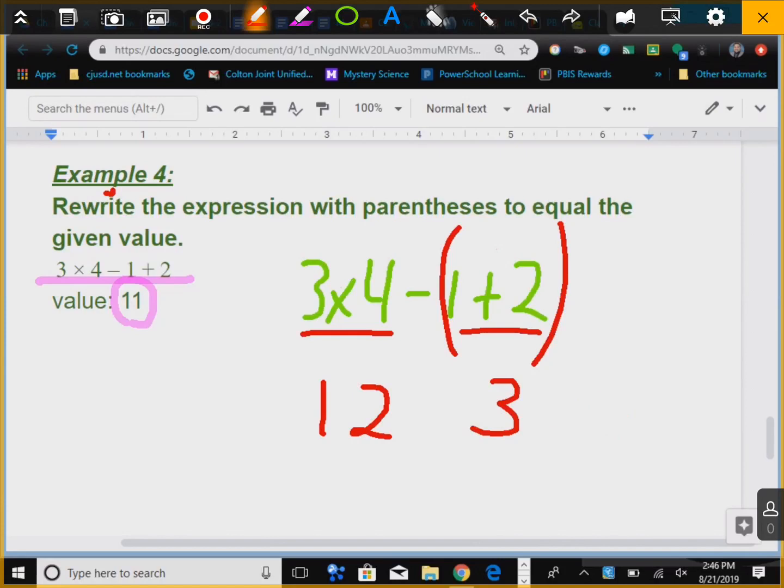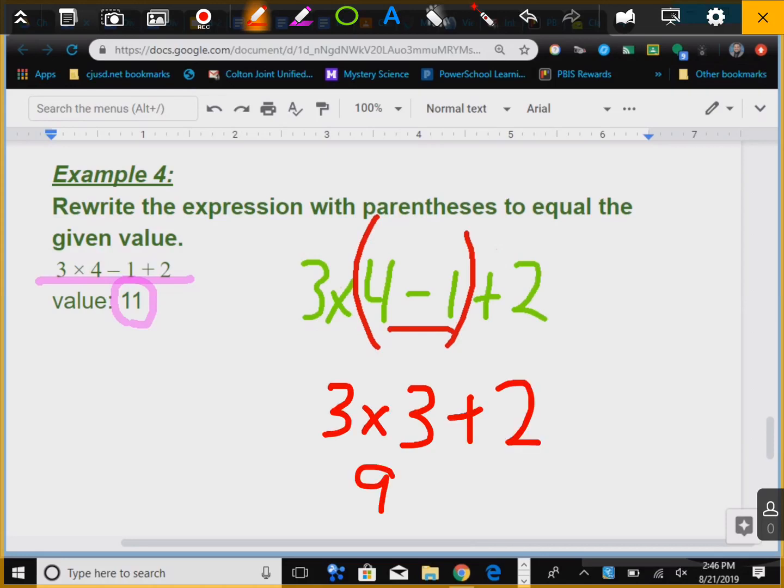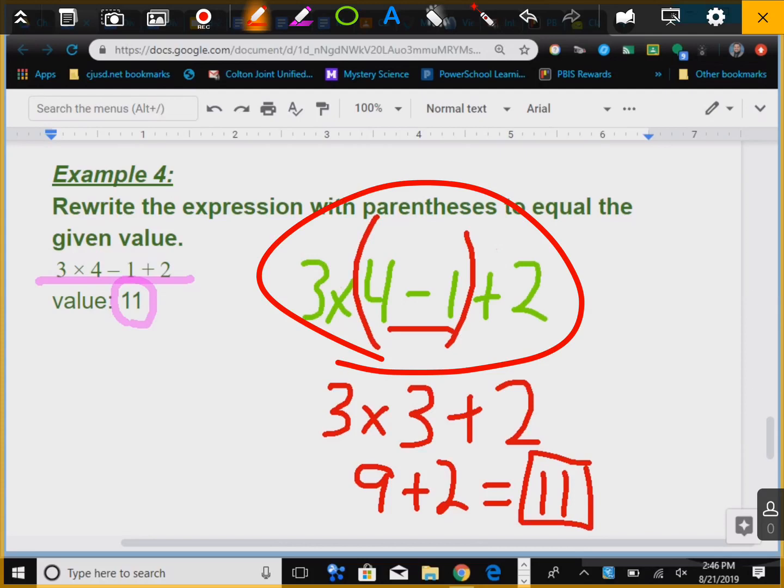So let's see where else we could put the parentheses. How about here and here? Let's try it. 4 minus 1 is 3. So we got 3 times 3 plus 2. 3 times 3 is 9, plus 2 equals 11. There we go. So our parentheses would have to go right here, or right in the middle.